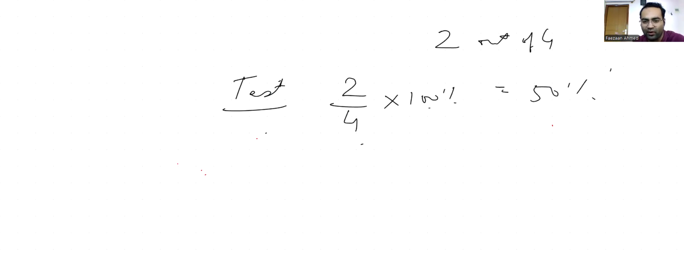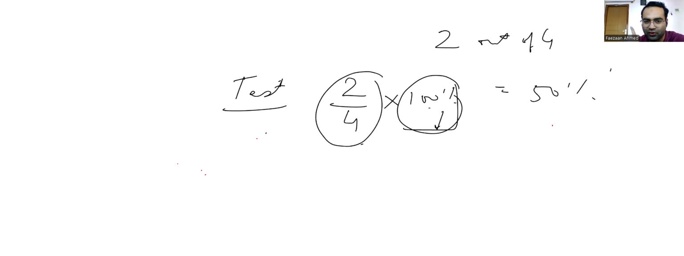Why do we multiply? What is the symbol? I'll not go into that. But the idea over here is, see, this 2 by 4, was it a rational number? Yes or no? The definition, go back to the definition.